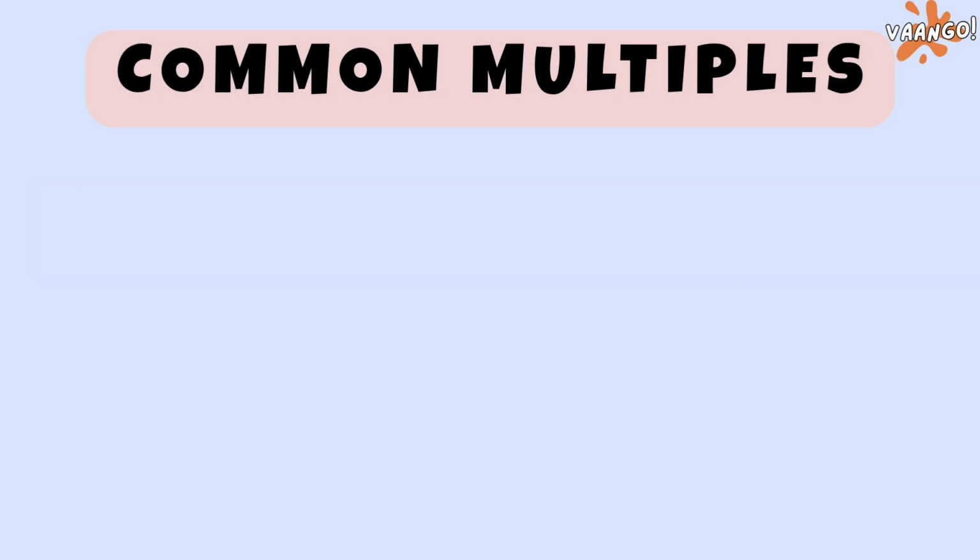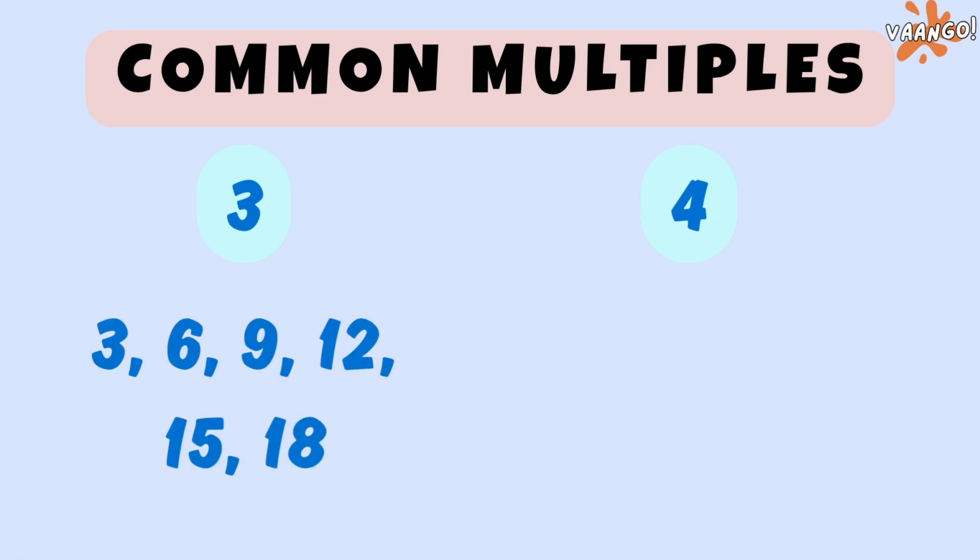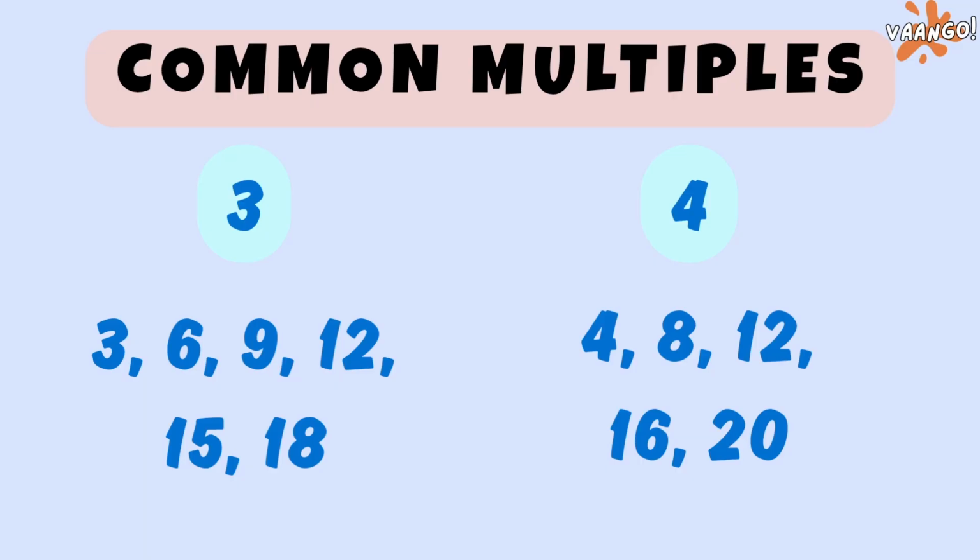Now let's learn common multiples. To find common multiples between any set of numbers, let's first list the individual multiples of each number. We have the numbers 3 and 4 here. For the number 3, its multiples are 3, 6, 9, 12, 15, 18, and more. For the number 4, its multiples are 4, 8, 12, 16, 20, and more. The first multiple that both numbers land on is their lowest common multiple. In this scenario, that is 12.